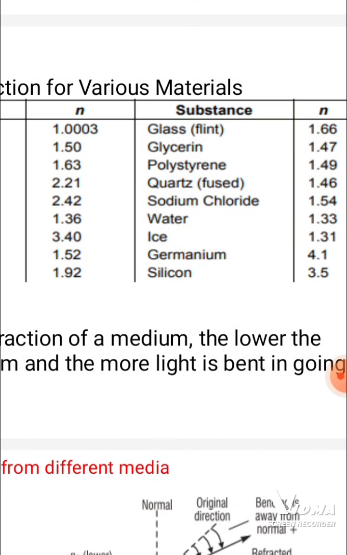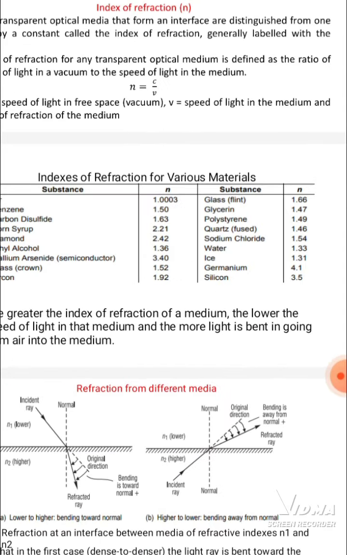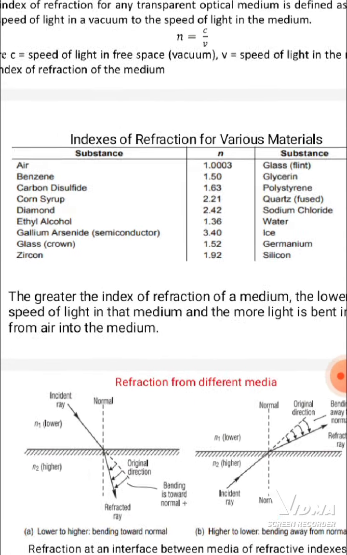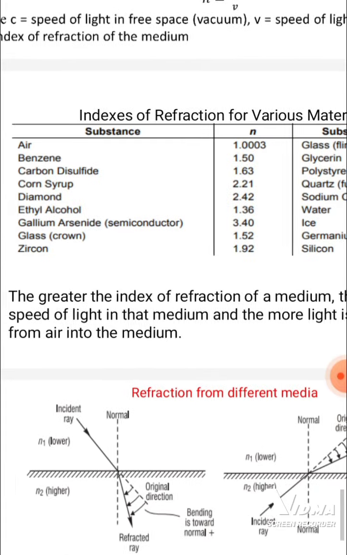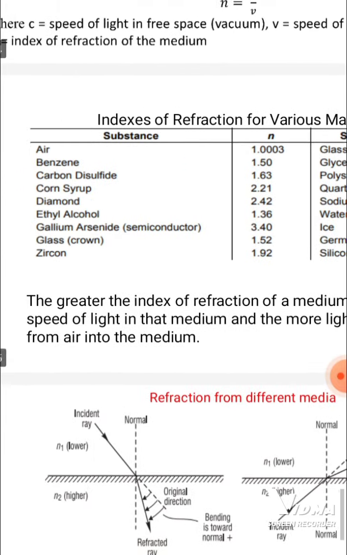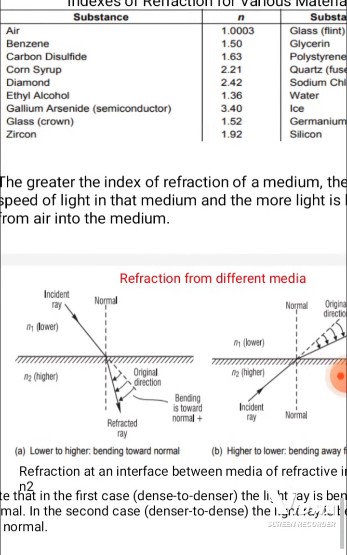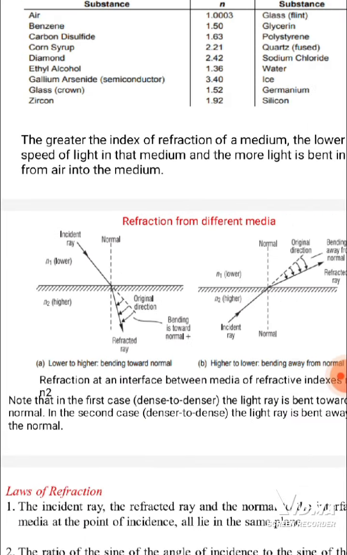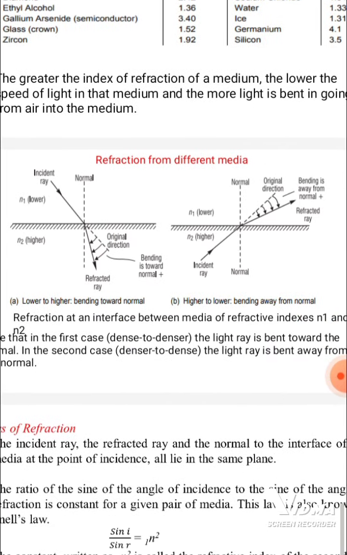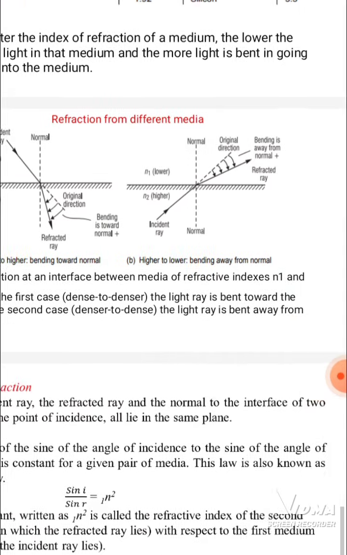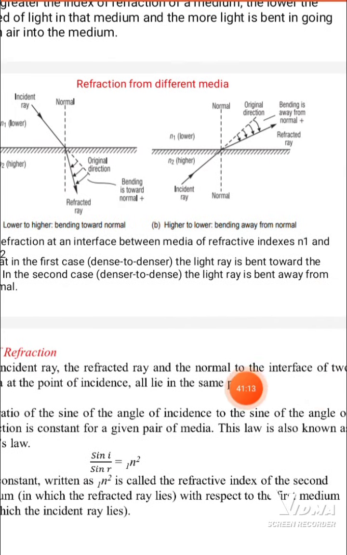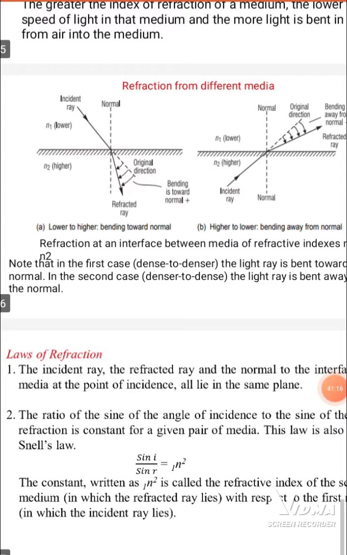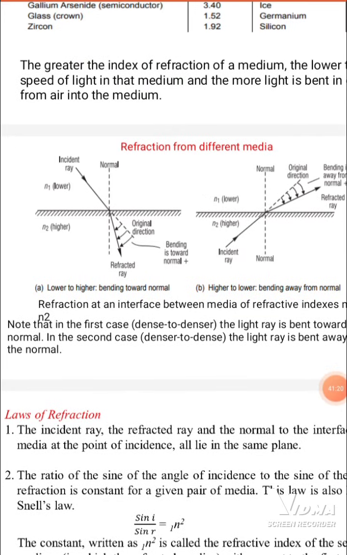Researchers have come out with values of refractive indices for different materials. You have them for glass, water, ice, silicon, diamond, and so on. These are constant values that the researchers have come out with. But one good thing here is that the greater the index of refraction of a medium, the lower the speed of light in that medium. Don't forget that n is defined by c over v.